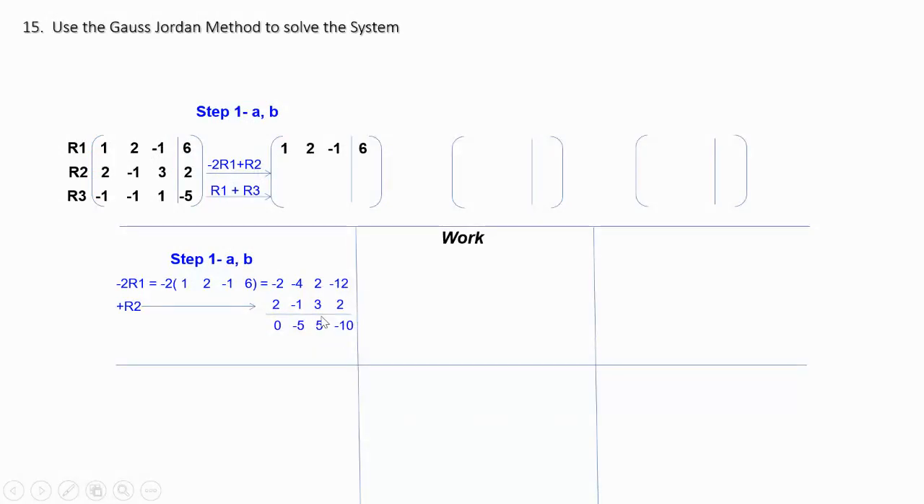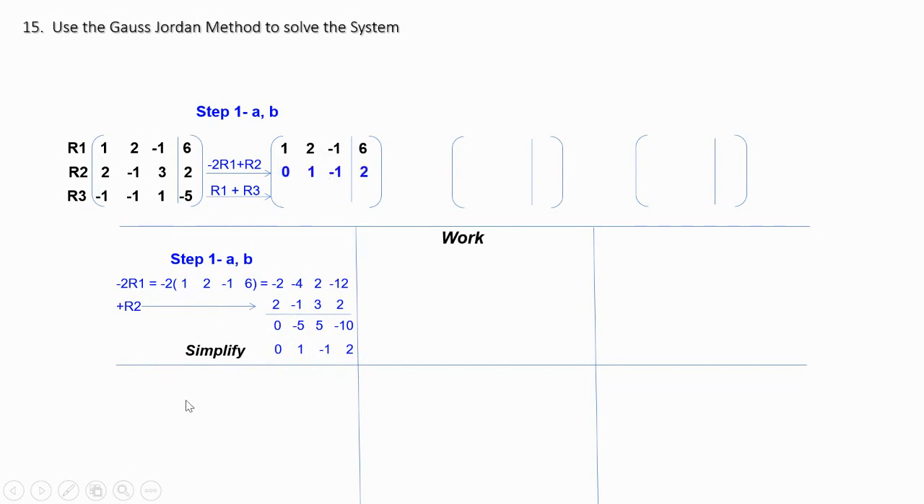That'll be 0, -5, 5, and -10. And like I always said, guys, if you can simplify as we go along, it's going to be less matrices to deal with. This will be the same thing as divide everything by -5, right? So we get 0, 1, -1, and 2. That's going to be row 2.